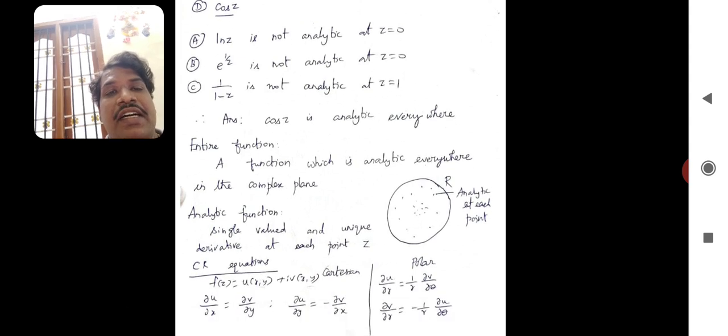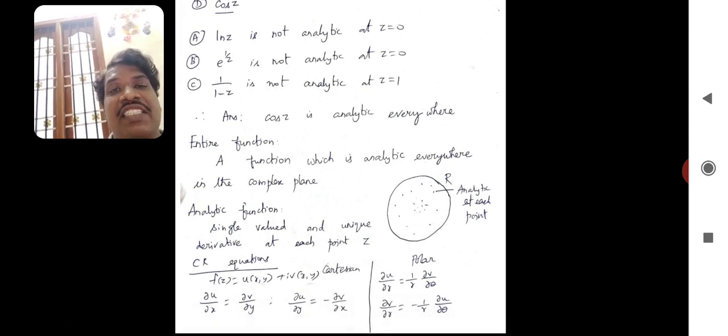Now we will see the necessary condition for a function f of z to be analytic. A function f of z equals u of x comma y plus i v of x comma y is said to be analytic if it satisfies the CR equation, known as the Cauchy-Riemann equation, which is given by dou u by dou x equals dou v by dou y, and dou u by dou y equals minus dou v by dou x. This is the CR equation in Cartesian form.